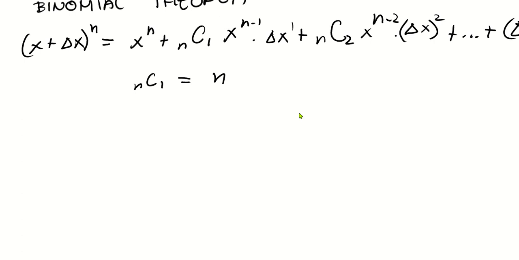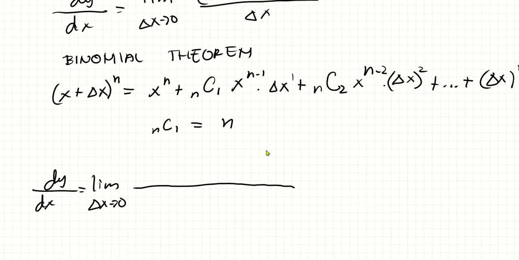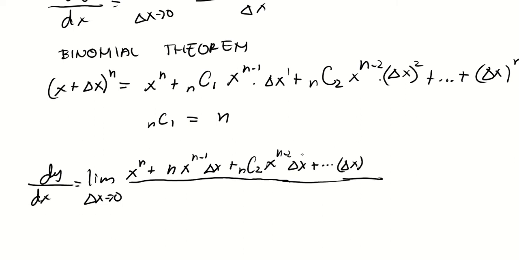so we will have dy dx will be equal to the limit as delta x approaches 0 of f of x plus delta x, which is equal to this one, x raised to n plus nC1, or that's just equal to n times x raised to n minus 1 times delta x, then plus nC2 times x raised to n minus 2 times delta x, then plus dot until delta x raised to n.